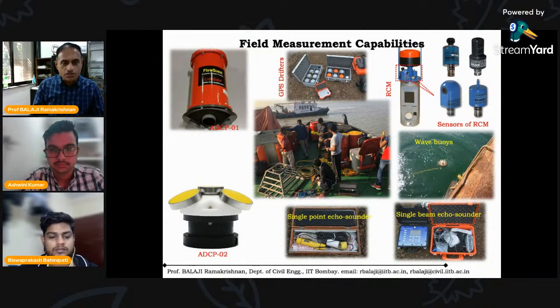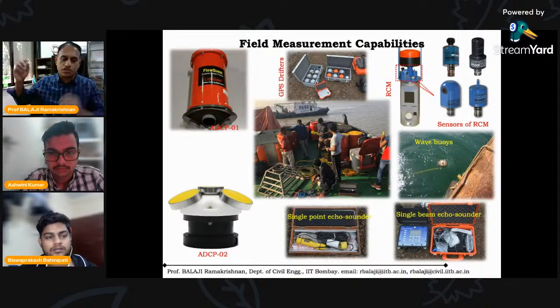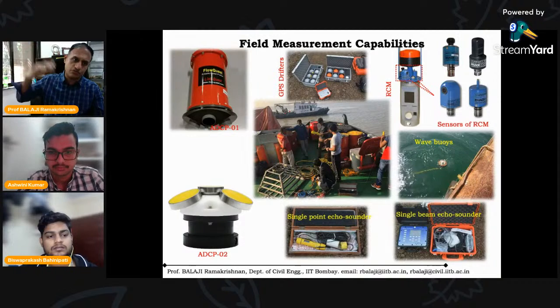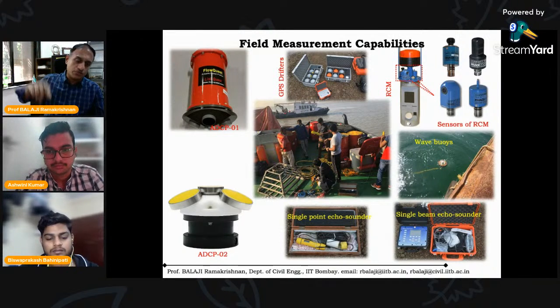And we do have acoustic current profilers. When these profilers are deployed at the bottom of the seabed, they can continuously measure the velocity of the prevailing currents at various levels. For example, if you deploy this equipment in 100 meters of water depth, it can measure from 100 meters to 0 meters depth, all the current profiles at various levels.